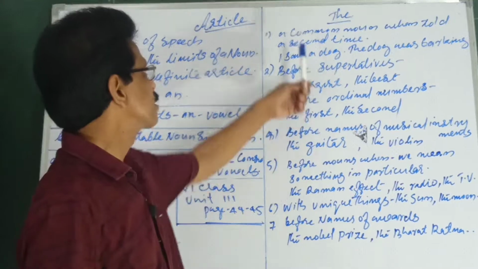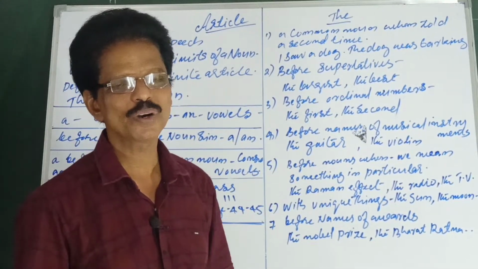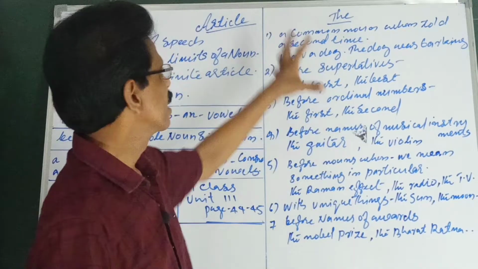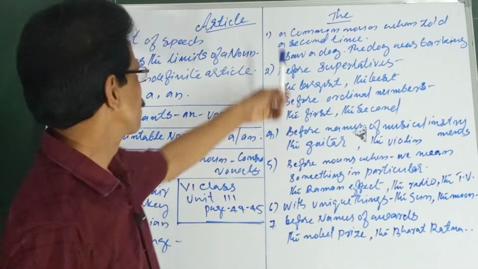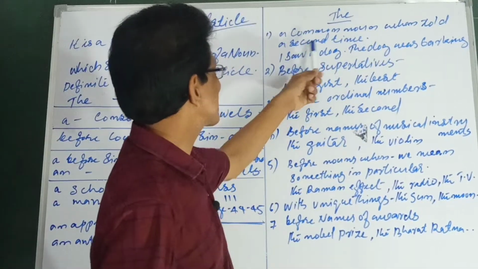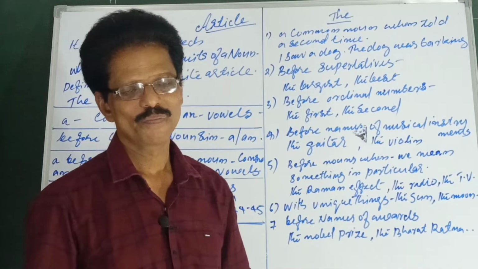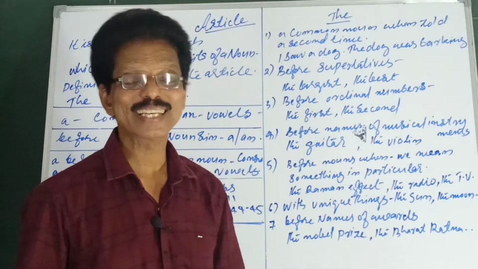Now comes the use of the. There are more rules you have to study about the definite article the. Number 1, a common noun when it is told a second time.